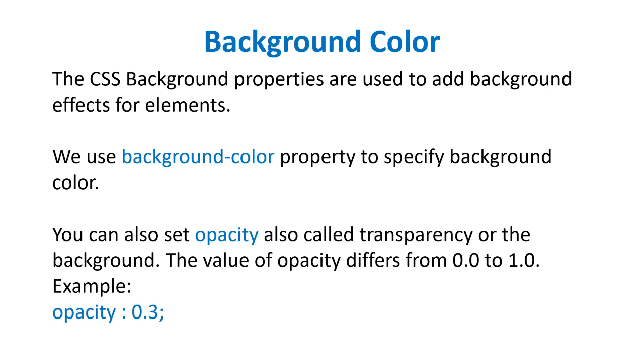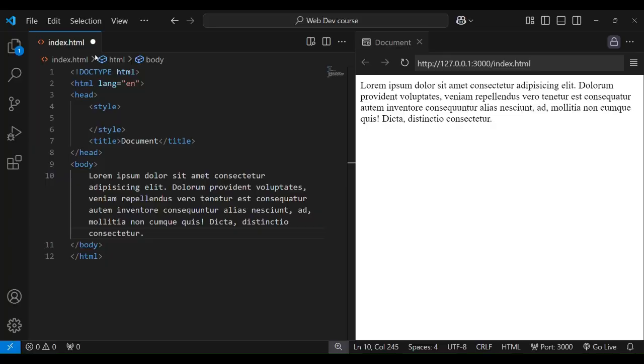The CSS background properties are used to add background effects for elements. We use the background-color property to specify the background color. You can also set opacity, also called transparency, for the background. The value of opacity differs from 0.0 to 1.0. Example: opacity: 0.3. Let's see a quick demonstration.